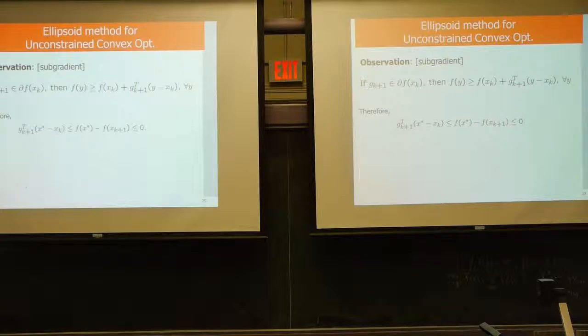Right, and one observation that we can make is that the subgradient can be useful for us. If gk plus 1 denotes the subgradient at point xk, then by the definition of the subgradient, we know that for every point y, the function value will be larger than this quantity. That's the definition of the subgradient. As a special case, if I write x star as y, we will have that the inner product between the subgradient and this difference will be smaller or equal than this expression here. And since x star is our optimal solution, this will be non-negative.